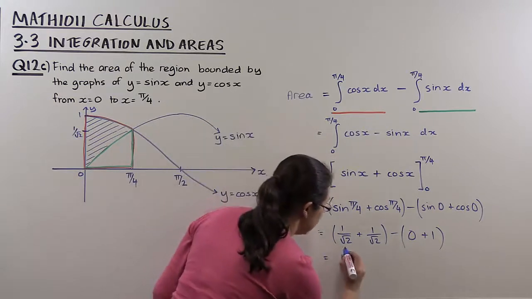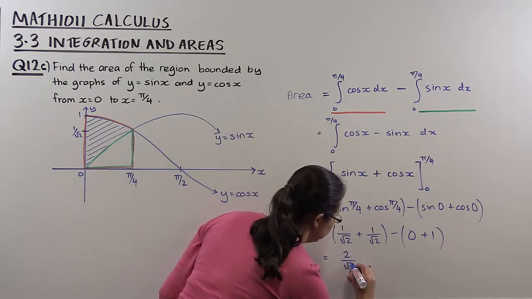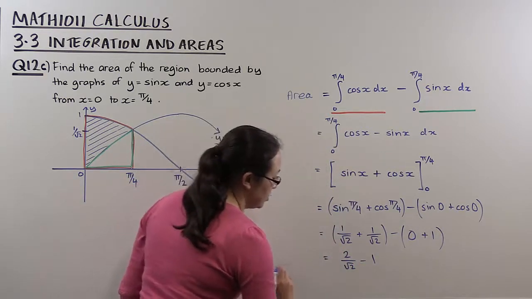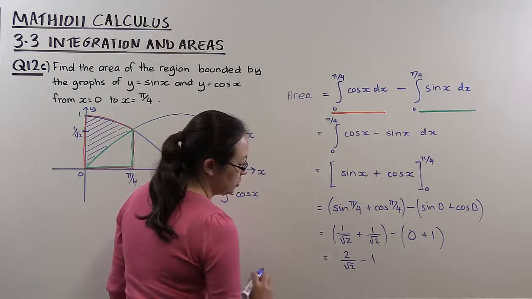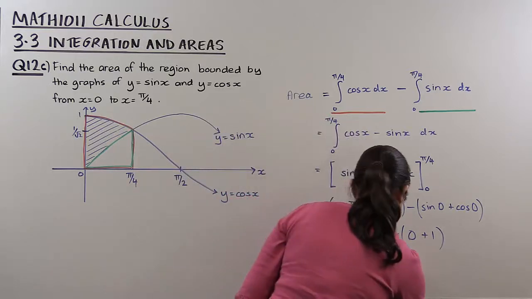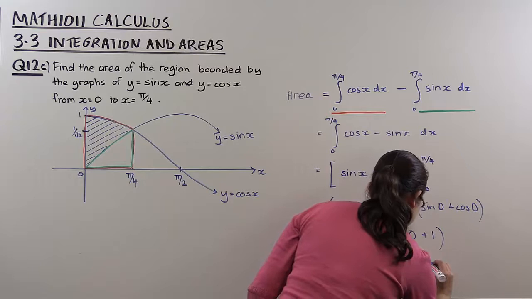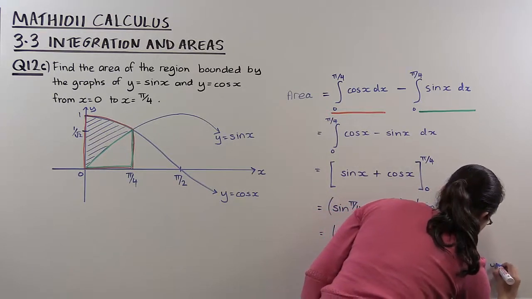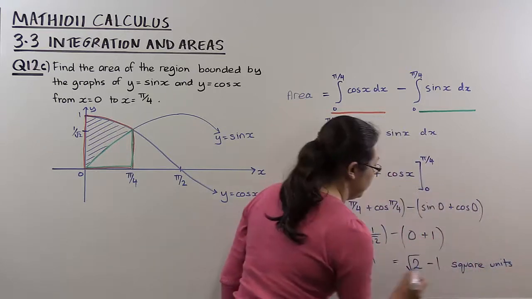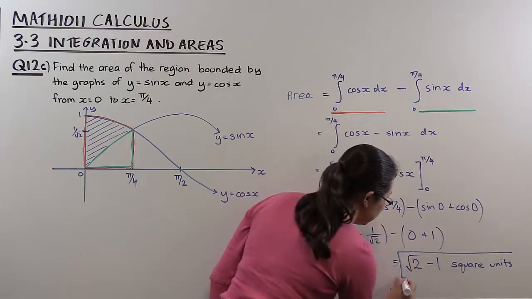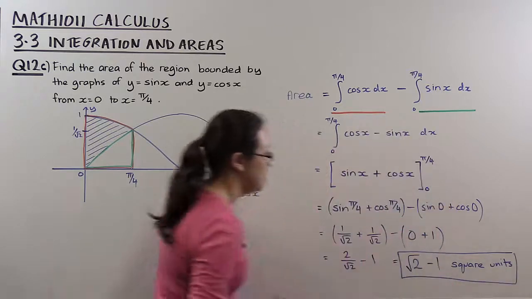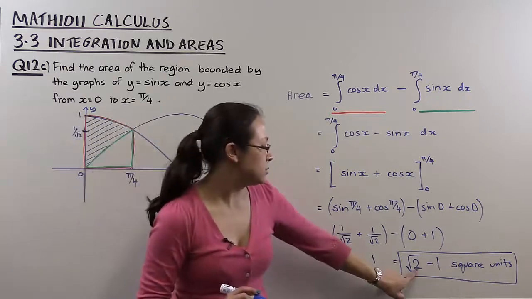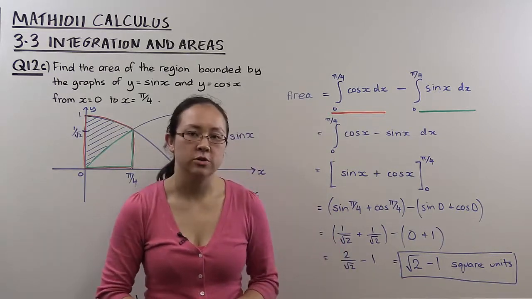Remember, sine starts at the origin here, cos starts at 1, cos of 0 is 1. So overall our answer is going to be 2 over root 2, subtract 1, but we can rationalise the denominator there. 2 divided by root 2 is the same as the square root of 2. So this is the square root of 2 minus 1, and we're after an area, so that's square units. So our final answer is that the area bound by those two curves from 0 to pi on 4 is the square root of 2 minus 1 square units altogether.